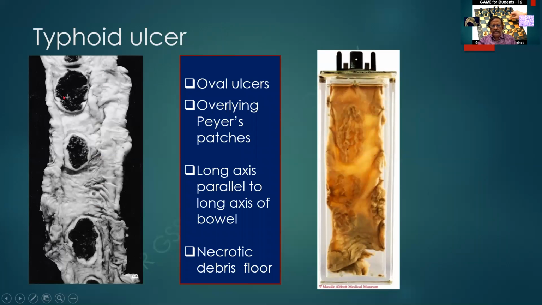A very beautiful picture which you people should remember and register in your minds. Oval ulcers. And why are they oval and why is the long axis parallel? That is because the ulcers are overlying the Peyer's patches and it is parallel to the long axis of the bowel. The floor will be showing necrotic debris. And this is one of the most superb specimens that I have ever seen, and I have given the source in the rats. So this is an ulcer. Again, the long axis is parallel to the long axis of the bowel.